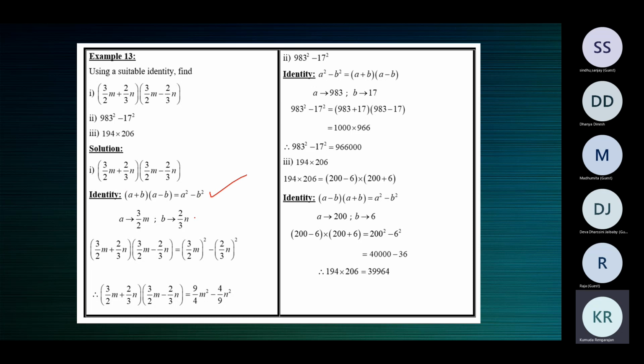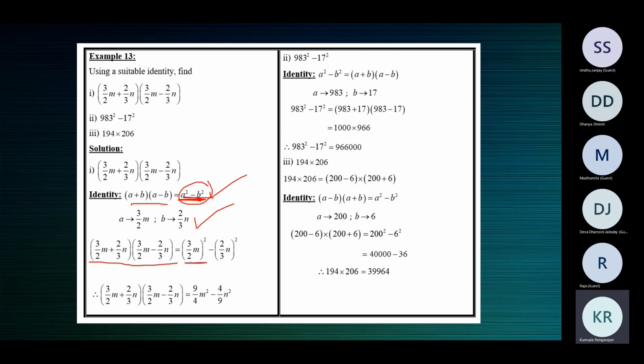Identity, writing out the values of a and b, write the given question. The answer is this one, a square, because the question is of this form. So this is the answer, a square minus b square is the answer. If one side of the identity is the question, the other side is the answer. So the answer is a square minus b square.